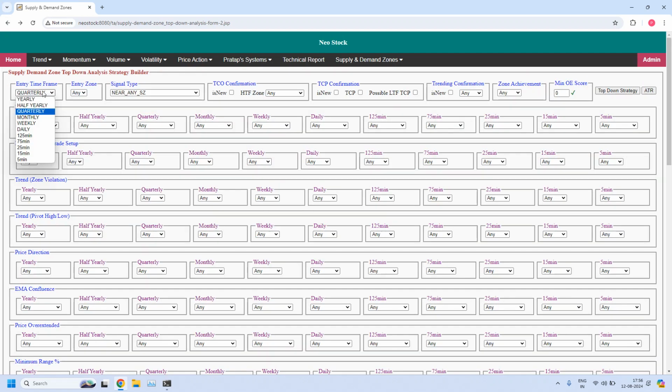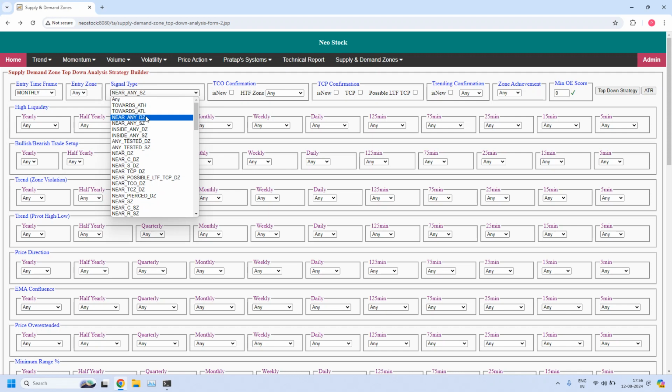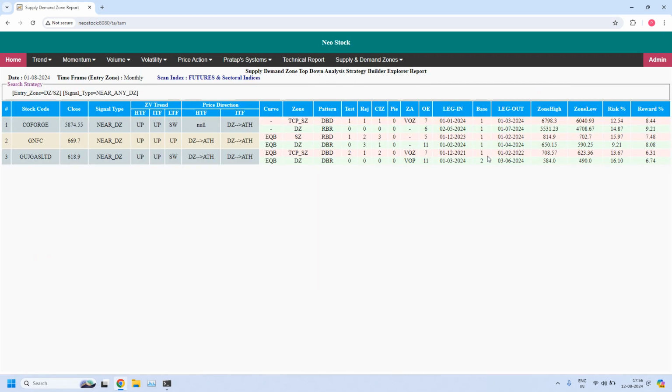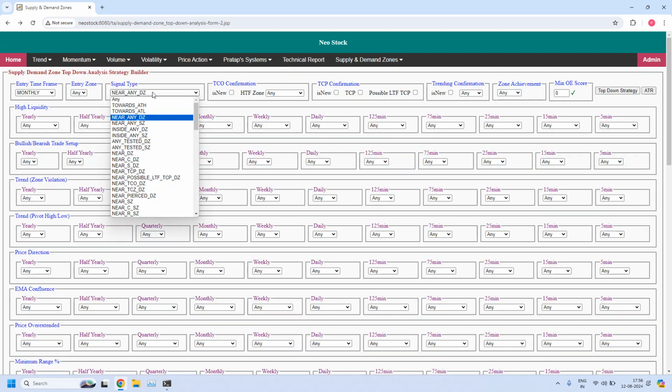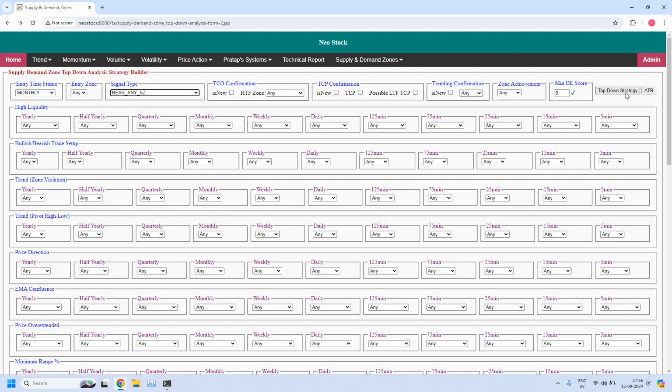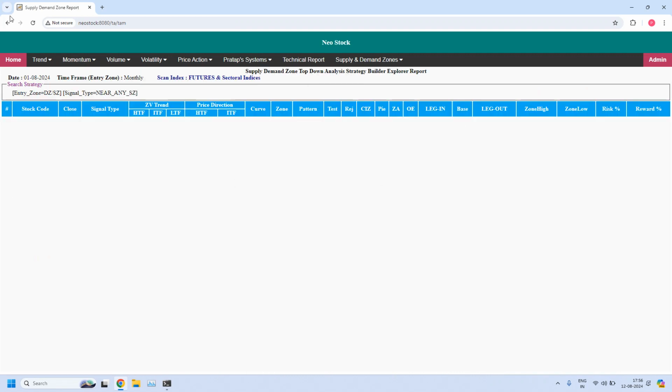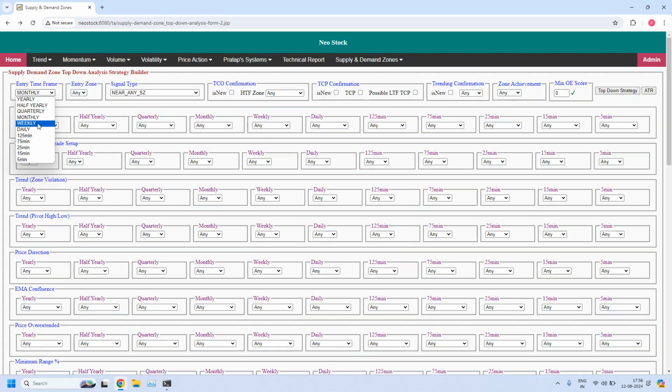Next time frame is monthly. Let us find the stocks near monthly demand zone. Three stocks are near to the monthly demand zone. For monthly time frame, let us find the stocks near monthly supply zone. No stocks are available.